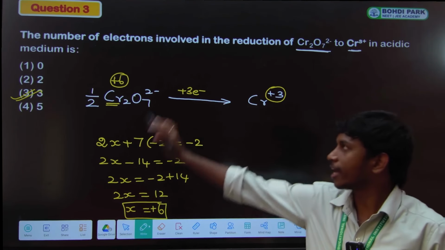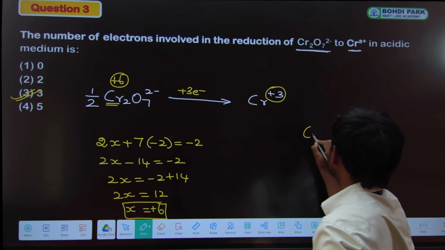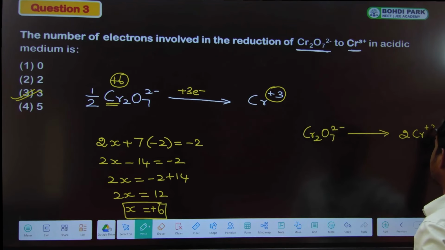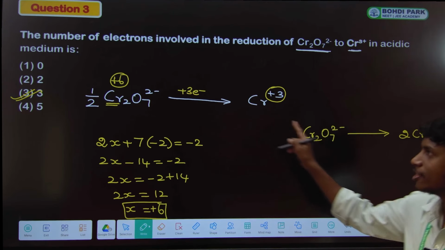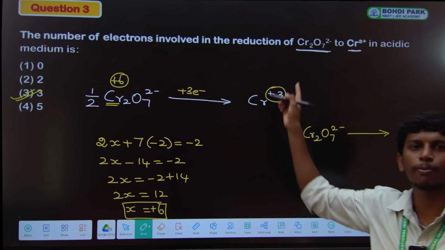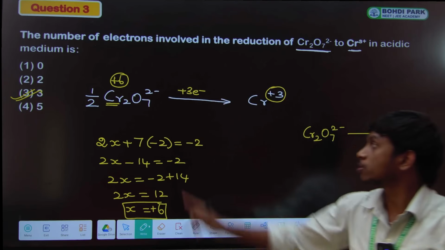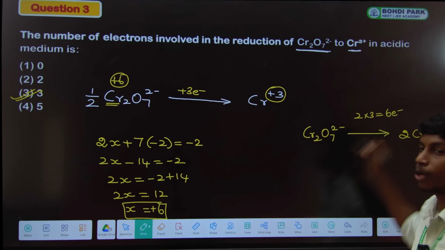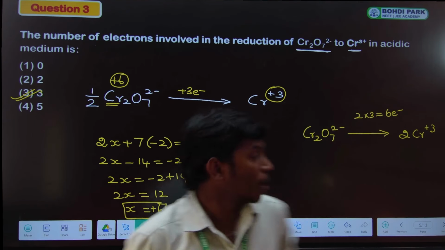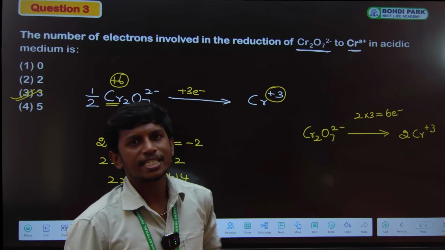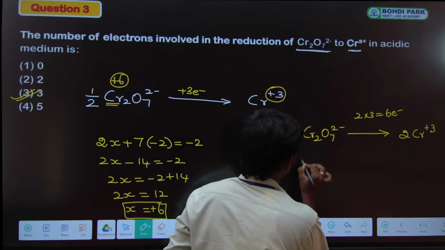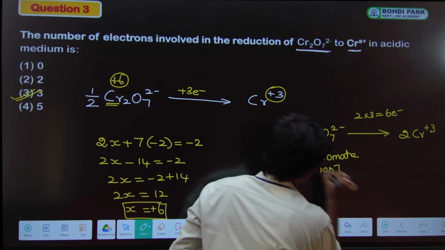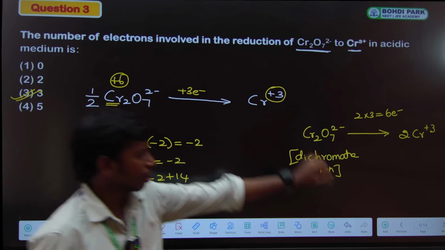But in the overall reaction, for the complete conversion of Cr2O7 2- to Cr3+, electrons are needed. So for a single chromium, changing from +6 to +3 needs 3 electrons. But there are 2 chromiums. So 2 into 3, there are 6 electrons required for complete conversion of 1 mole of dichromate ion to Cr3+ in acidic medium. It's called a dichromate ion. Okay, clear? Okay, next one.